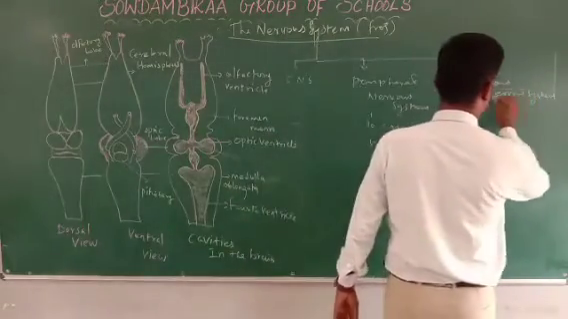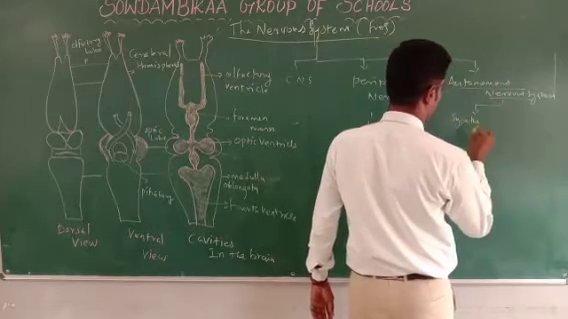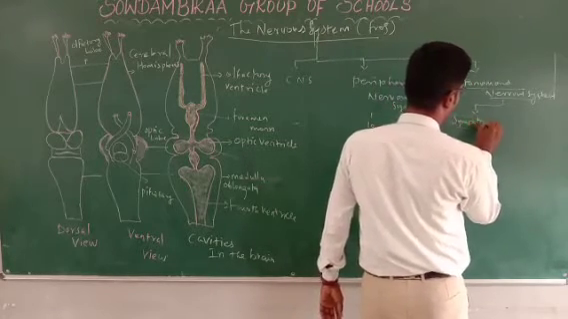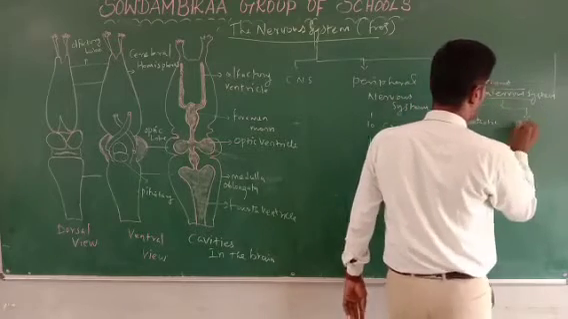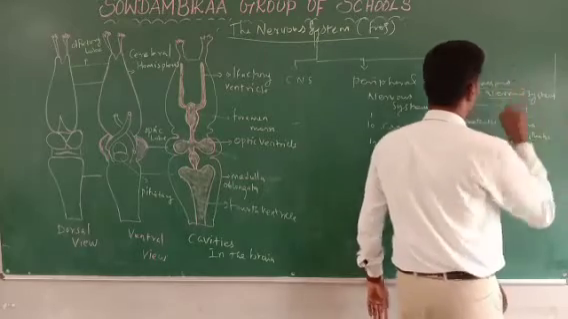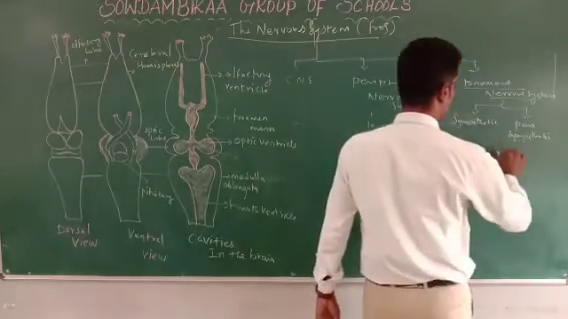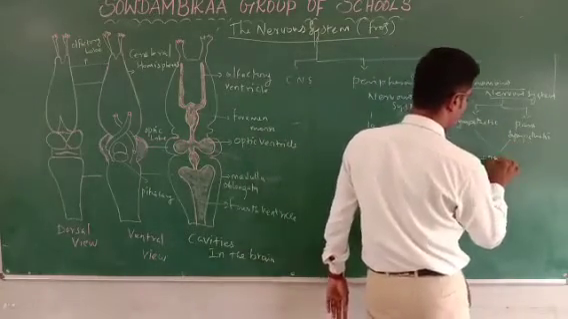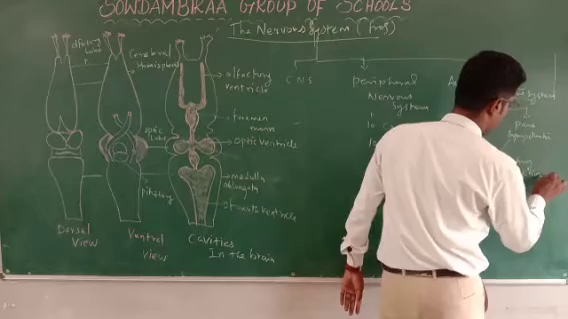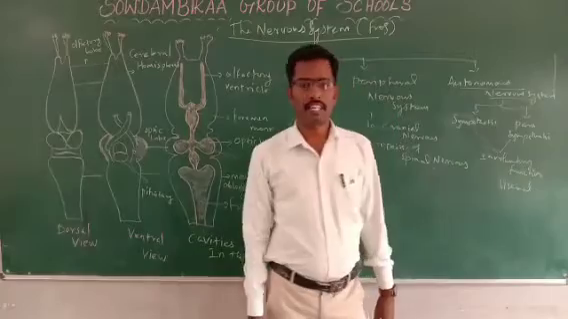Whereas the autonomous nerve system is further divided into sympathetic and parasympathetic. It is mainly involved in involuntary function in the visceral organ.